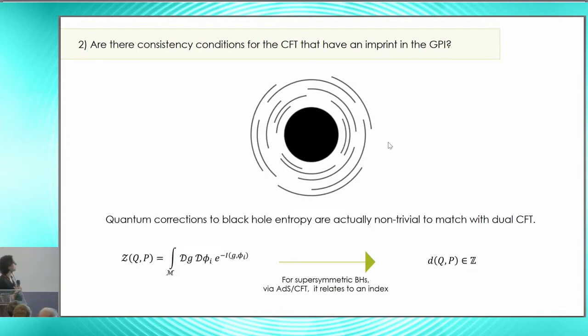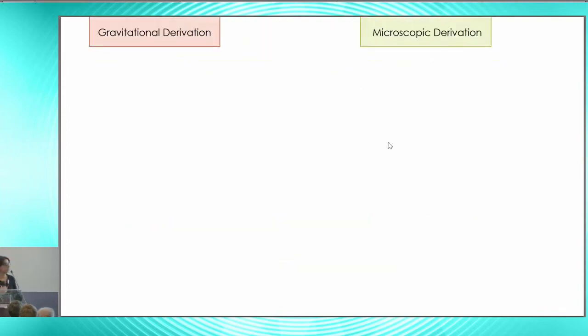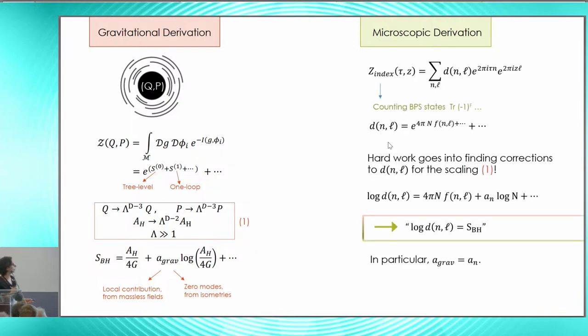This is the last question that I had: if there are consistency conditions in the CFT that have an imprint in the gravitational path integral. This brings me back to black holes, and again, supersymmetric black holes, where we're much better at computing the path integral, and it relates to an index in the CFT, and we're also quite good at computing indices in the CFT. In this case, what's interesting to look at is the quantum corrections of the black hole. So maybe let me just go to this version of the slide.